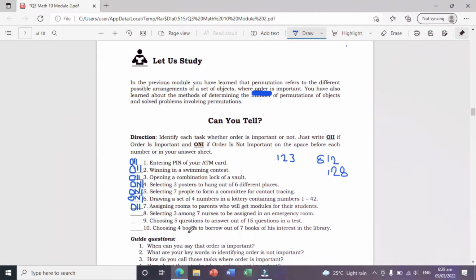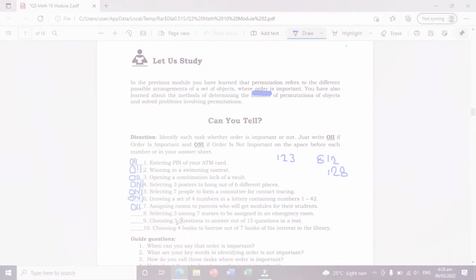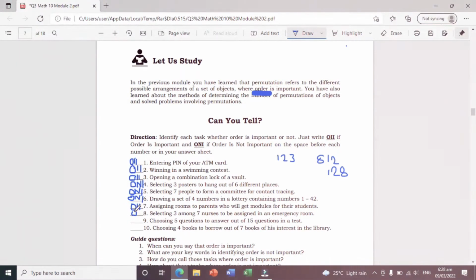Number 8. Selecting 3 among 7 nurses. So, you are just selecting. So, in any order yan. So, ONI. And then, number 9, choosing 5 questions to answer out of 15 questions. You are just simply choosing. So, it won't matter kung alin yung nauna.